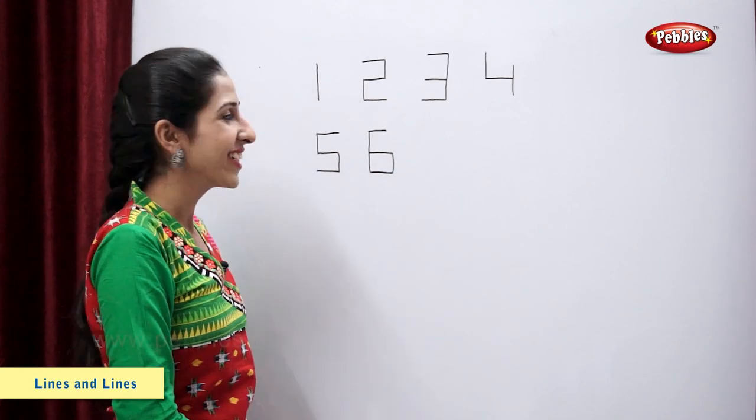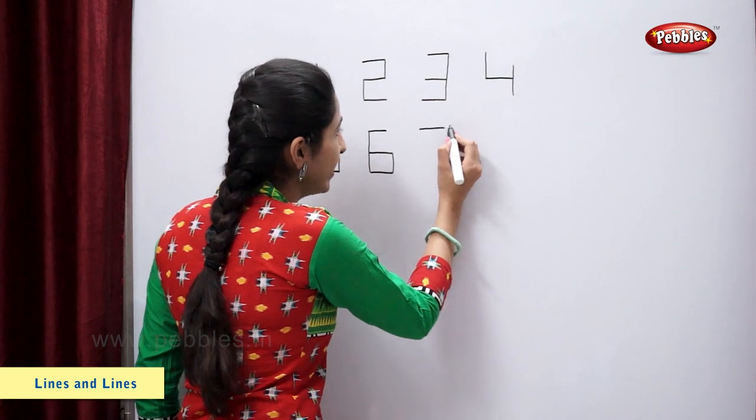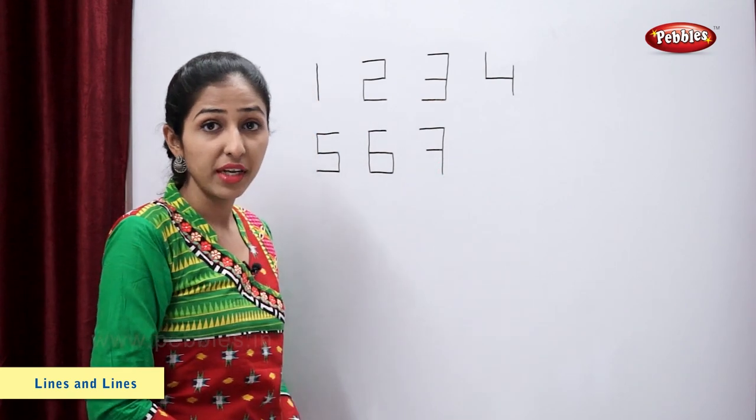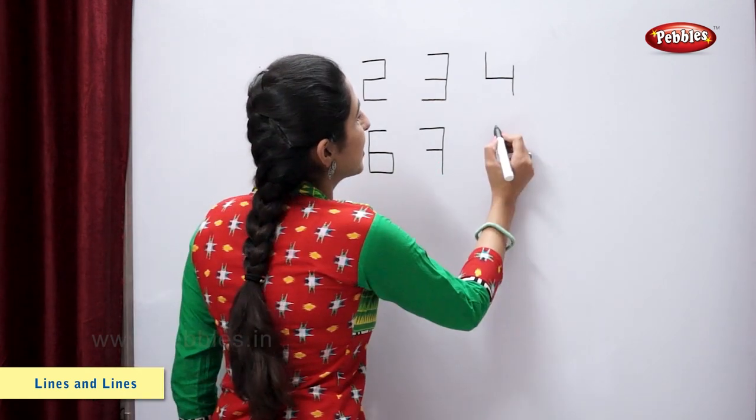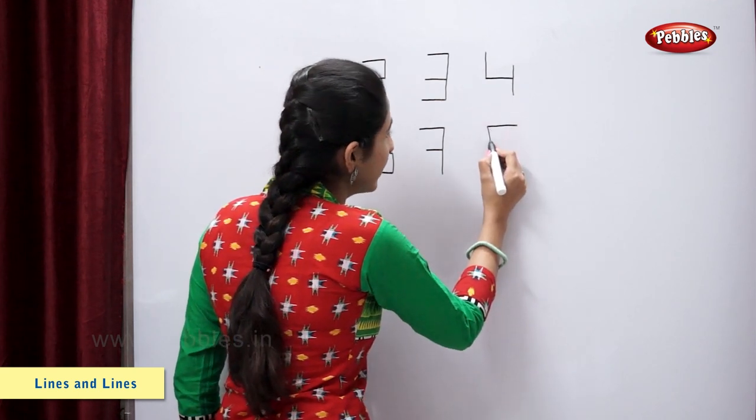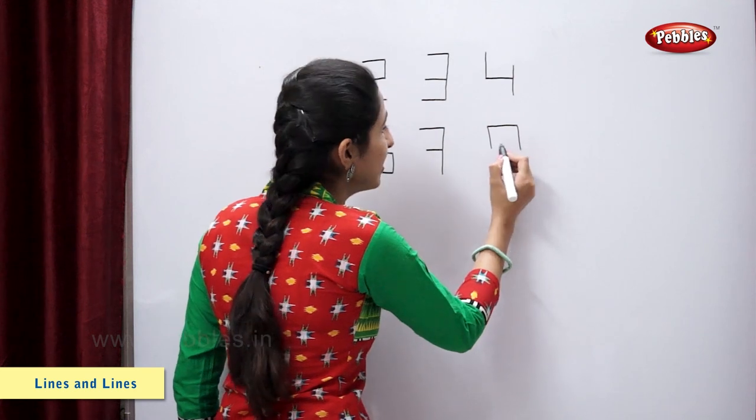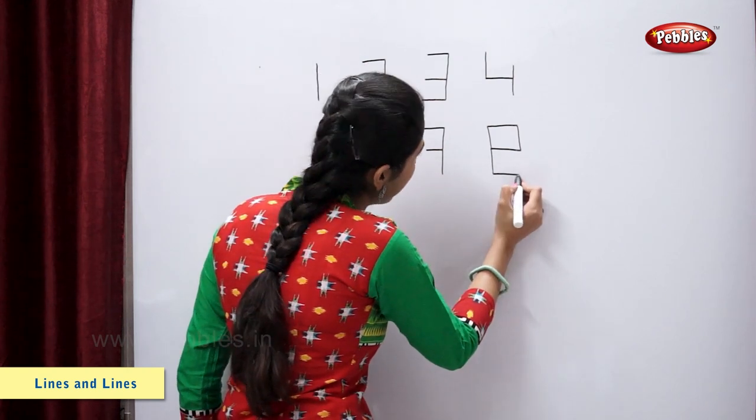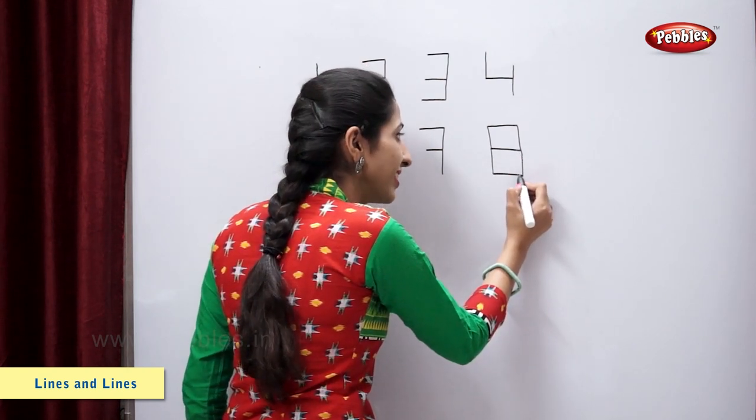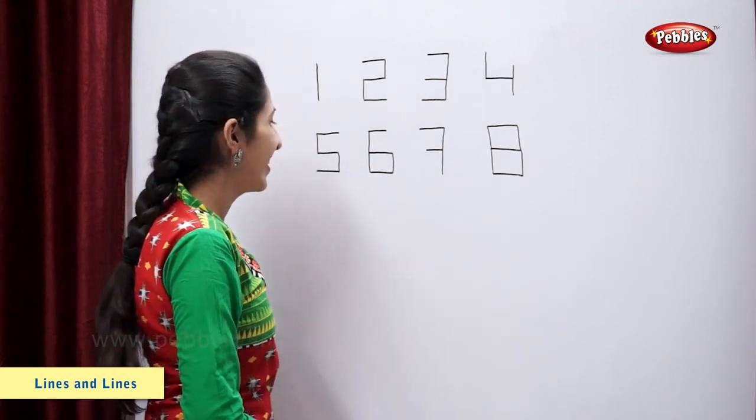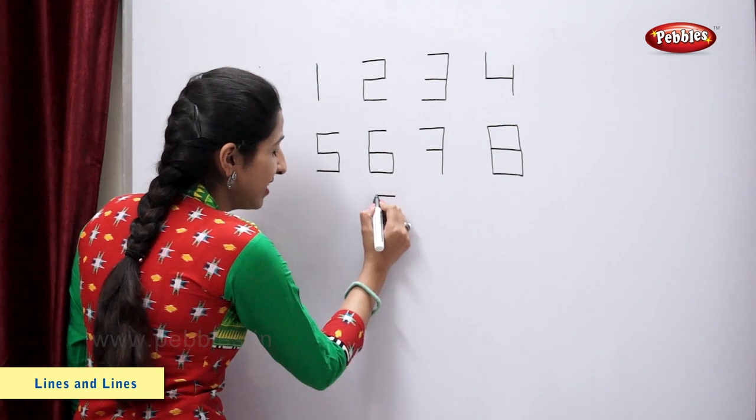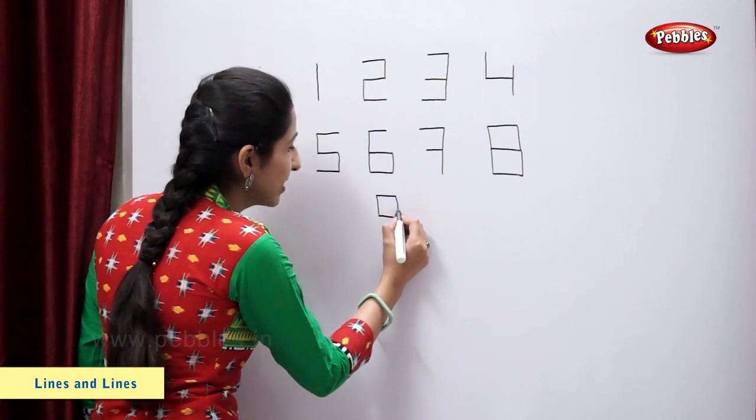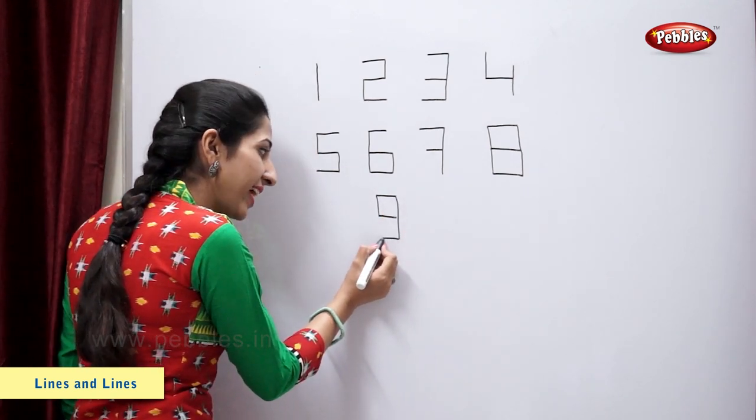Number 6. Sleeping line, standing line, sleeping line. Number 7. Sleeping line, standing line, standing line, sleeping line, standing line, sleeping line, standing line. Number 8. Sleeping line, standing line, sleeping line, standing line, a sleeping line.